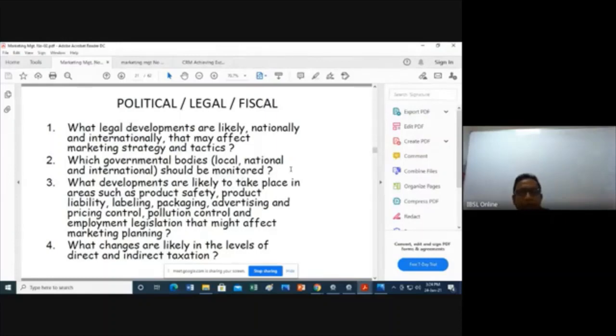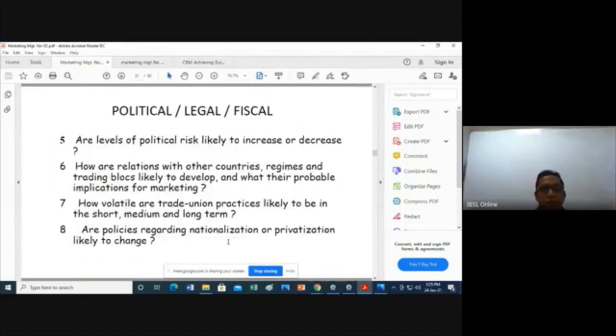What developments are likely to take place in areas such as product safety, product liability, and labeling? This is under consumer protection legislation. There can be various things that will impact your business model. What changes are likely in the levels of direct and indirect taxation? As I said, it's the Internal Revenue Department that makes the taxation policies. Is our level of political risk likely to increase or decrease? Now we have a stable government, but some time before we had instability in terms of the political situation.